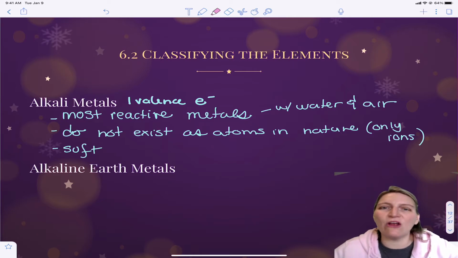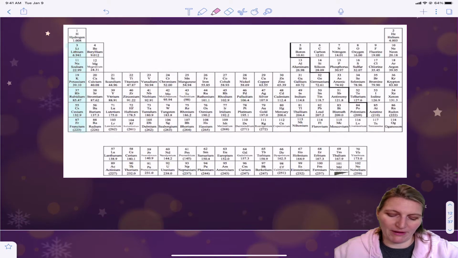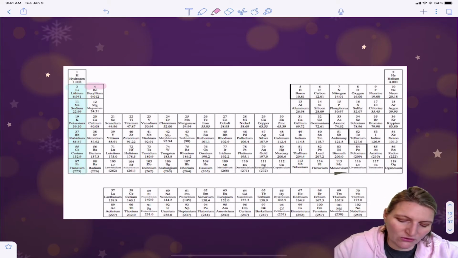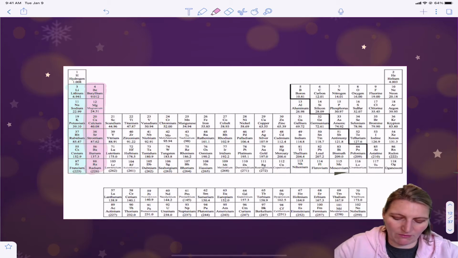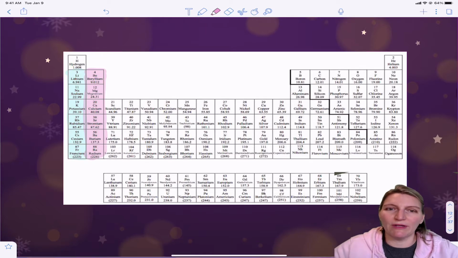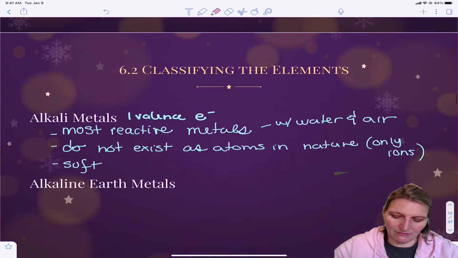And now for the alkaline earth metals. The alkaline earth metals sound very similar to the alkali metals because they are similar to the alkali metals. The alkaline earth metals are the second group in the periodic table, the second column of the S block, if you remember from last chapter. Beryllium, magnesium, calcium.